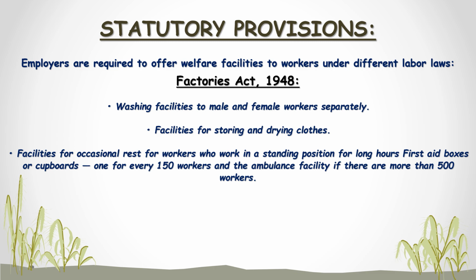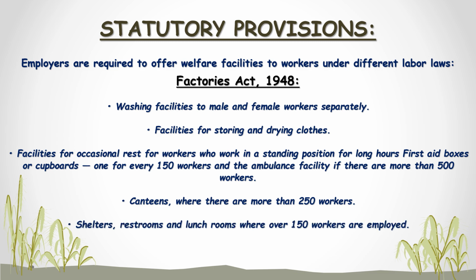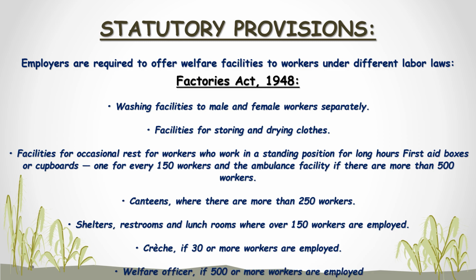Facilities for occasional rest for workers who work in a standing position for long hours. First aid boxes or cupboards, one for every 150 workers, and the ambulance facility if there are more than 500 workers. Canteens, where there are more than 250 workers. Shelters, restrooms, and lunch rooms where over 150 workers are employed. Creche, if 30 or more workers are employed. Welfare officer, if 500 or more workers are employed.